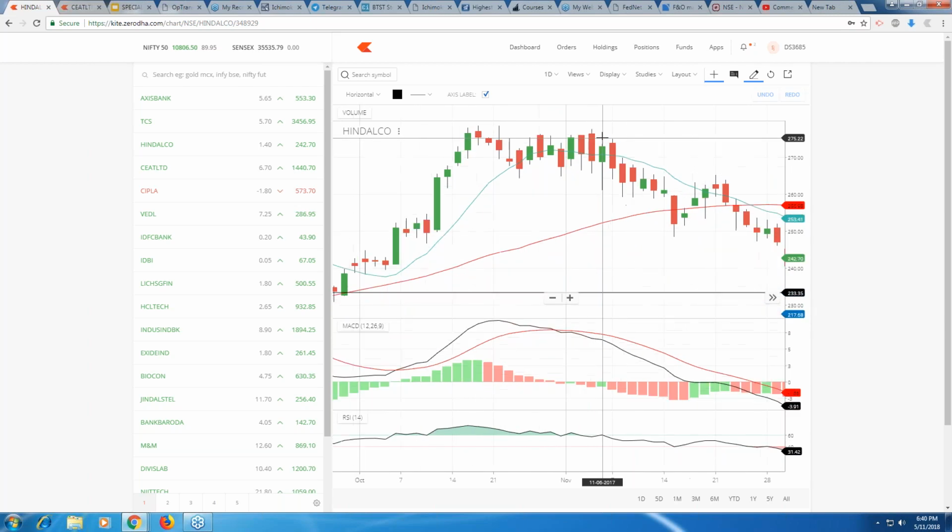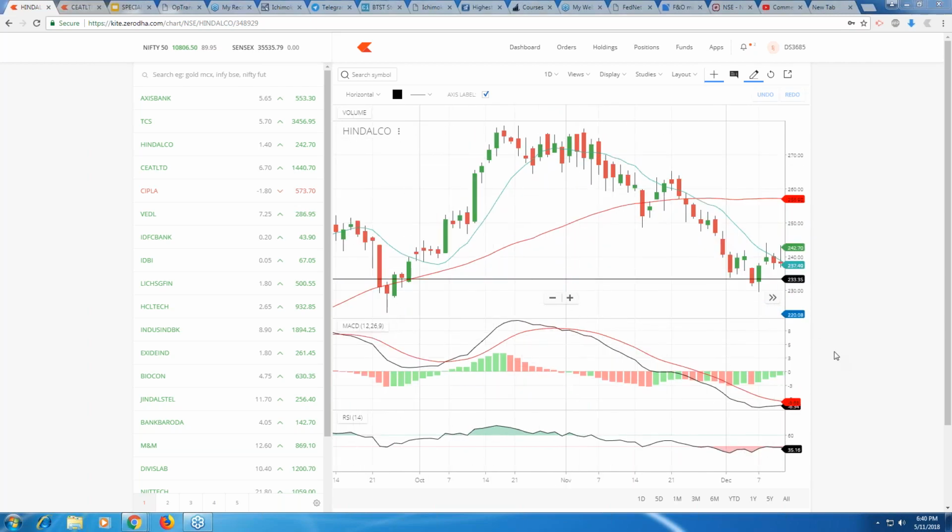You can see this particular candle is a bearish engulfing candle. MACD crossover, RSI crossover, and the stock has come down from here drastically, right? So these kind of trades are called trades from the top.